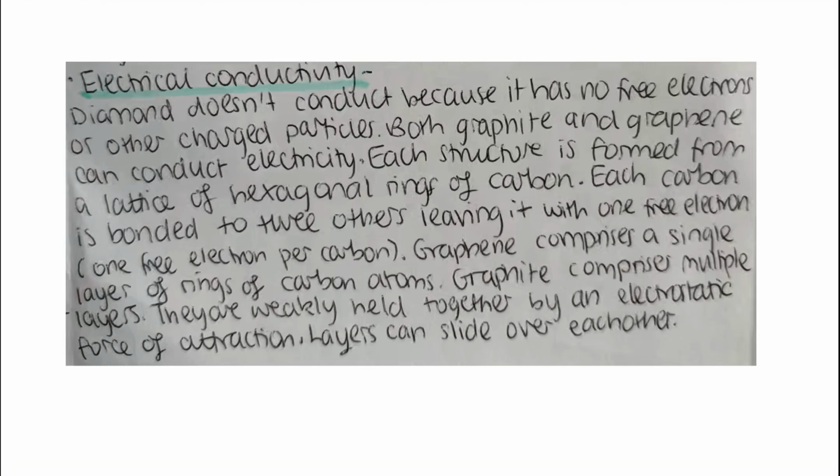both conduct electricity. So the difference between graphene and graphite is that graphene has a single layer of rings of carbon atoms, whereas graphite has multiple layers. The layers in graphite are held together by an electrostatic force of attraction. This is very weak and means that layers can slide over each other.